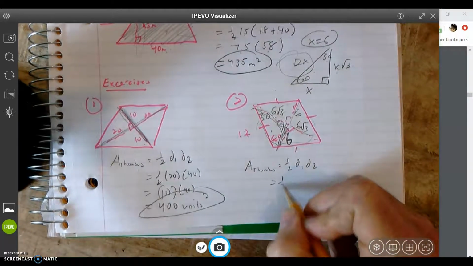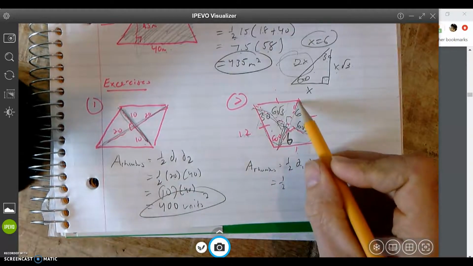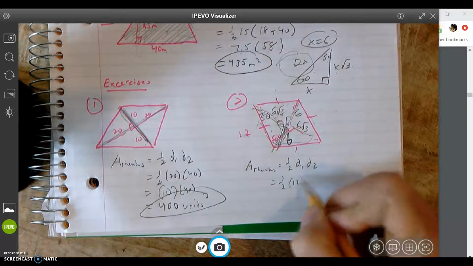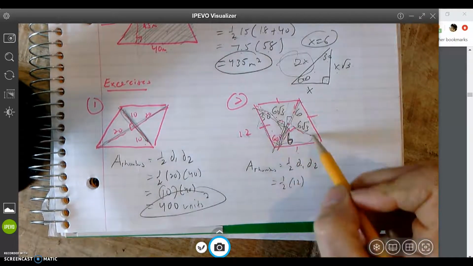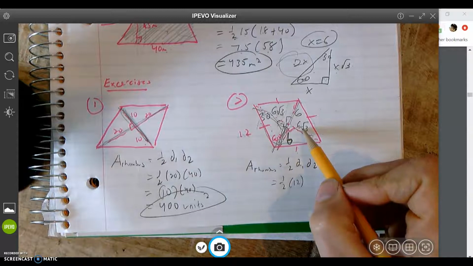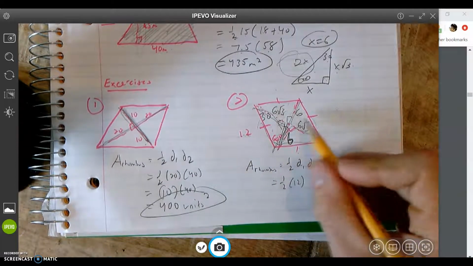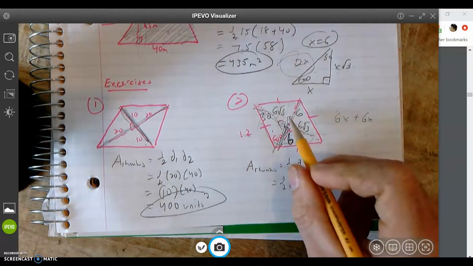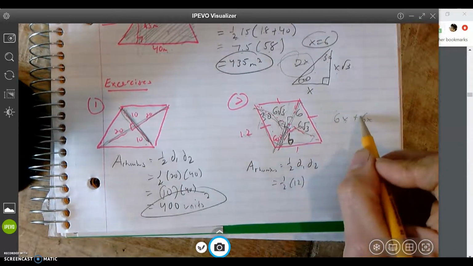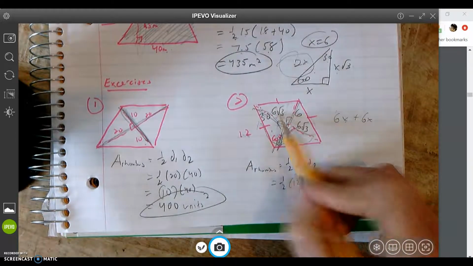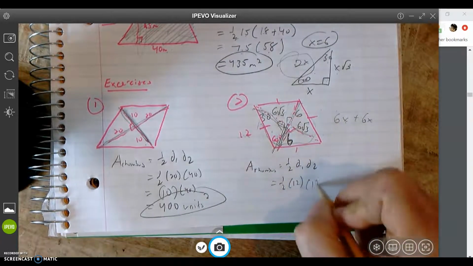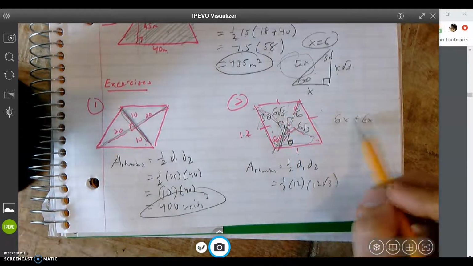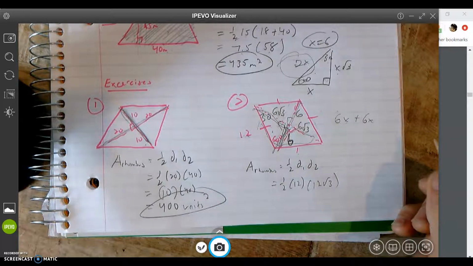So area of rhombus is 1/2 times 1 diagonal times the other. So this diagonal here is going to be 6 plus 6, which is 12. This diagonal is going to be 6 radical 3 plus 6 radical 3. So that's kind of confusing. 6 radical 3 and 6 radical 3, just consider it like 6x plus 6x. Like the radical could be like a variable. So 6x plus 6x is 12x. So 6 radical 3 and 6 radical 3 is 12 radical 3. So treat the radical at the end like a variable when you're adding. That's how I always think about it, okay?